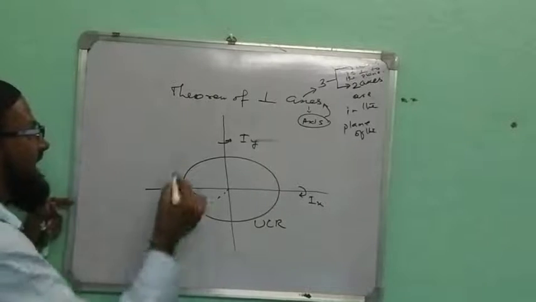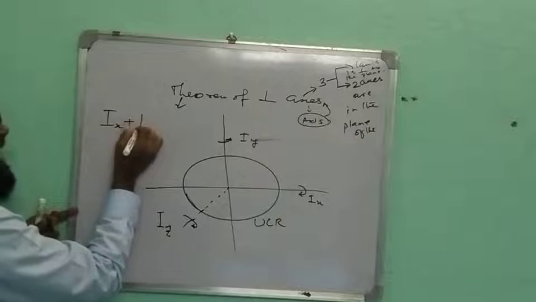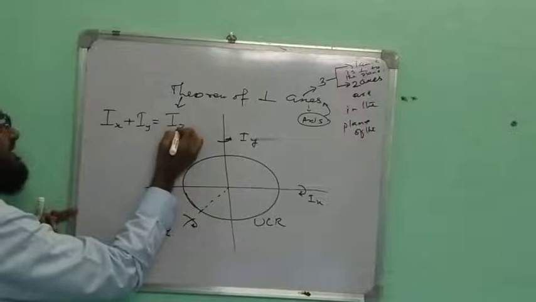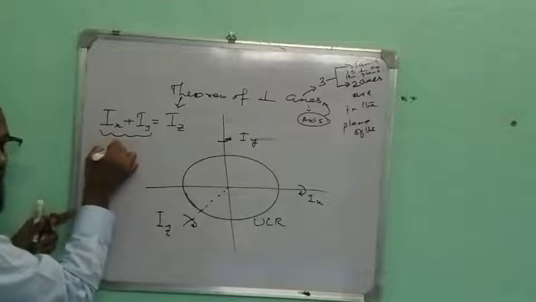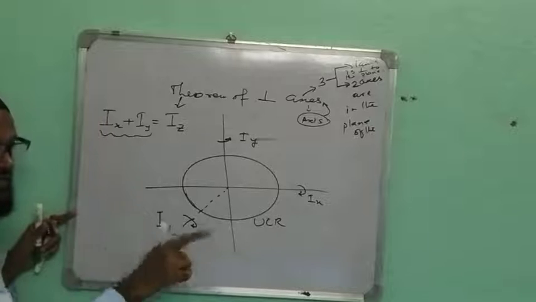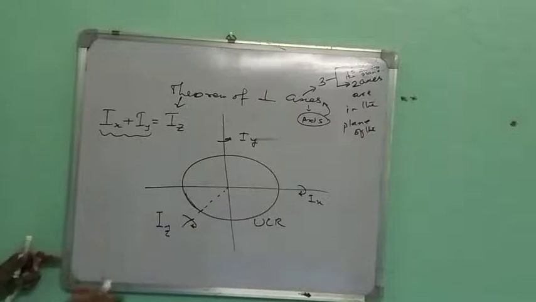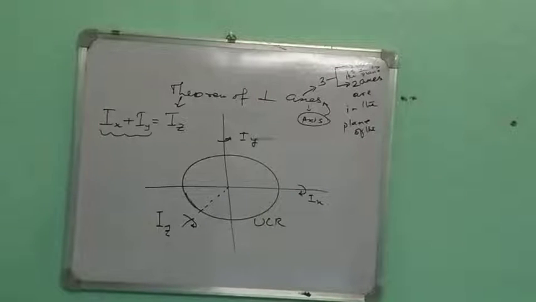They should be added. What is the theorem? Ix plus Iy equals Iz. Please try to understand. In this case, the two axes should be in the plane of the ring, and this is the resultant. Is it clear? I think it is clear. Now, please see.